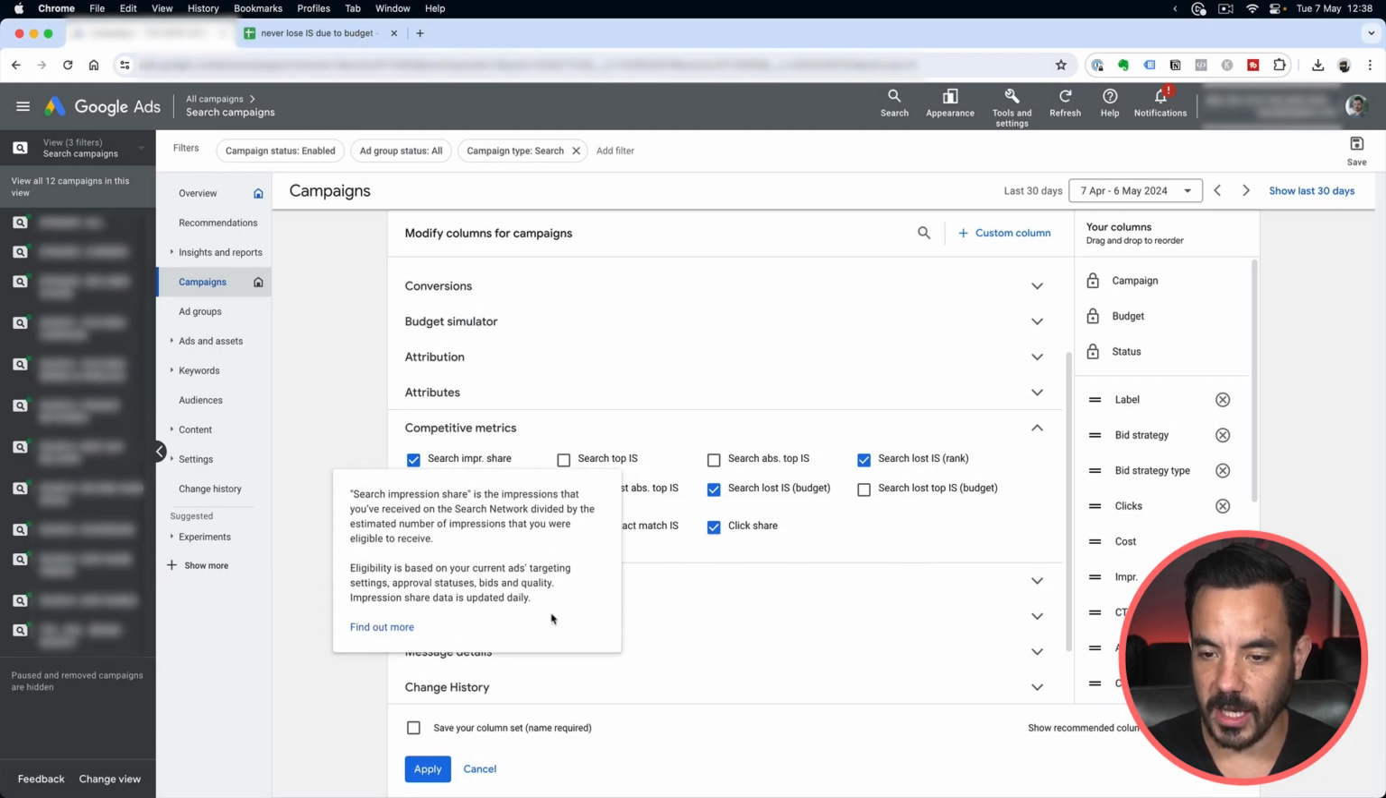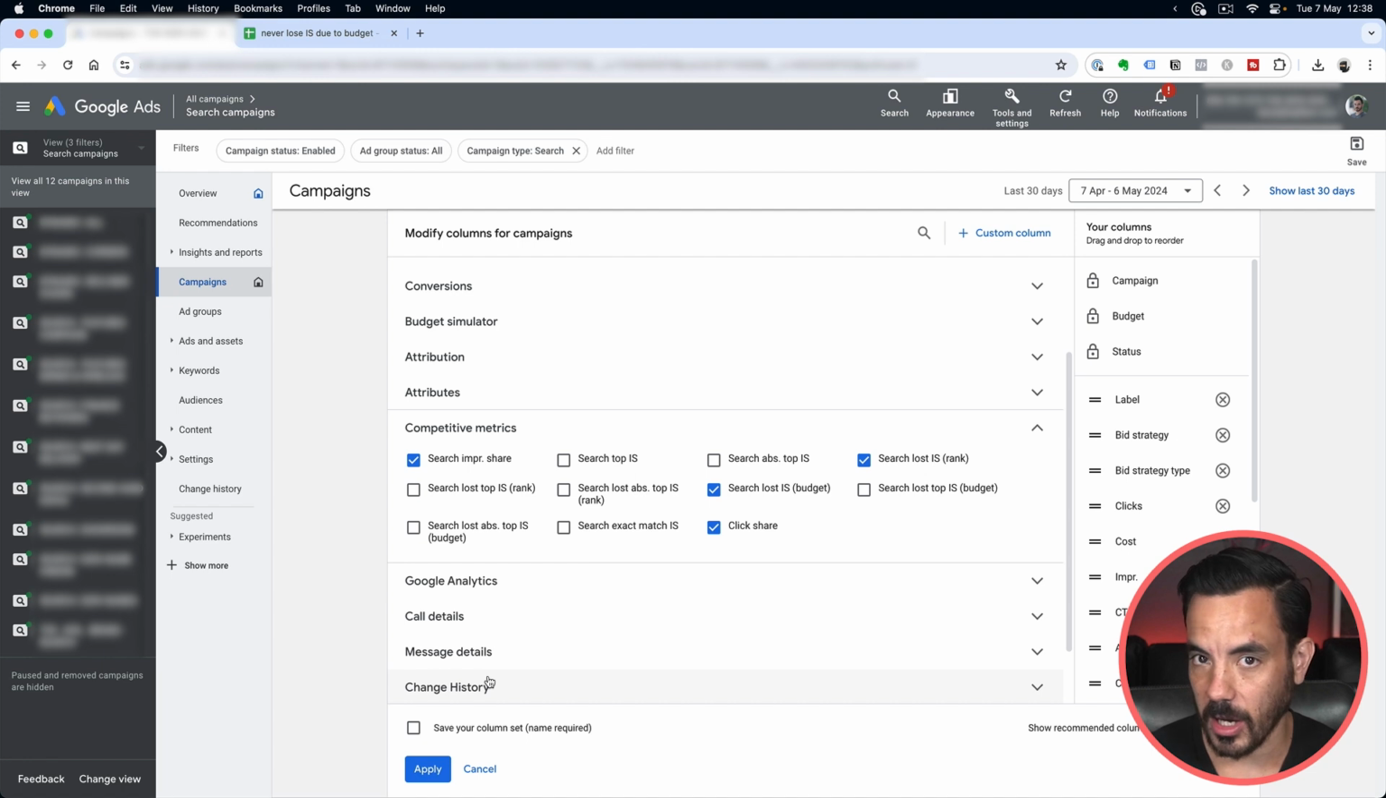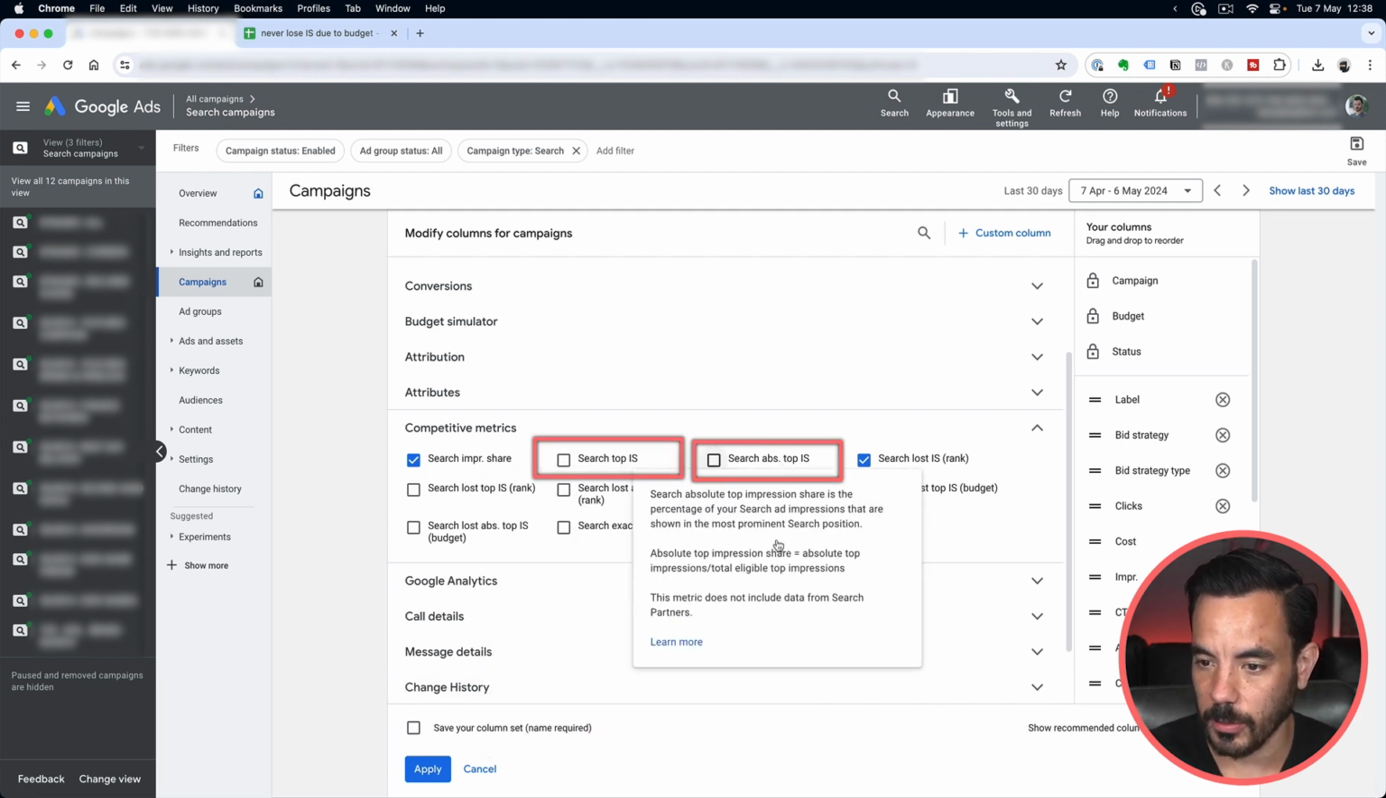So impression share, that tells you how much share of the market you get. So of all the times where you could have shown your ad, how many times did you actually show your ad? So 50% means that about half the time of when you could have shown up, you actually did show up. And it's a bit different to top impression share or absolute top impression share.